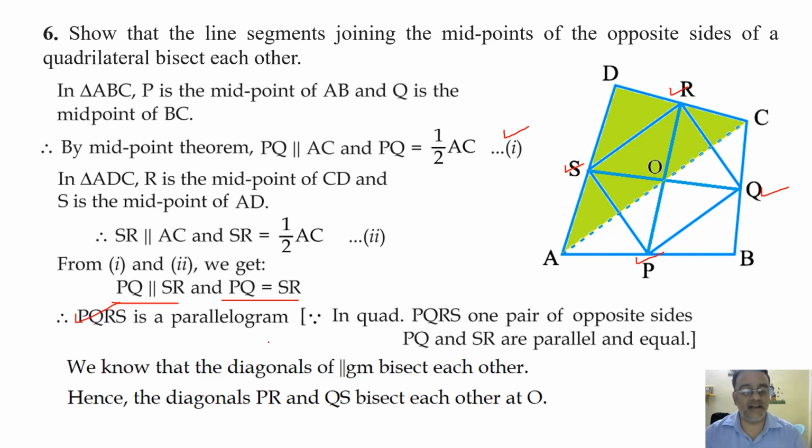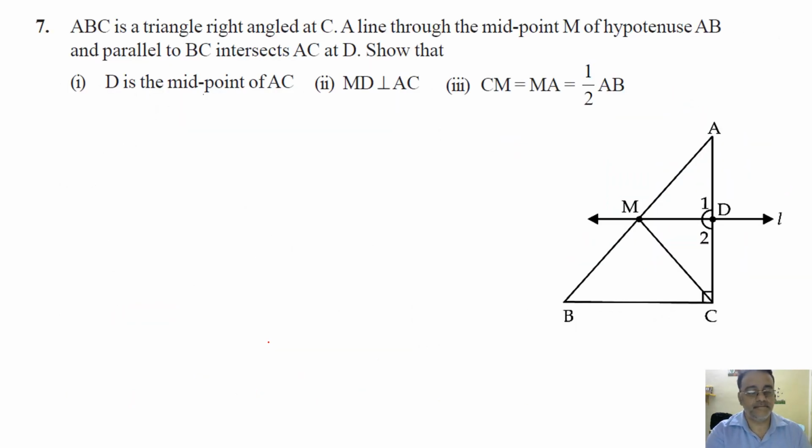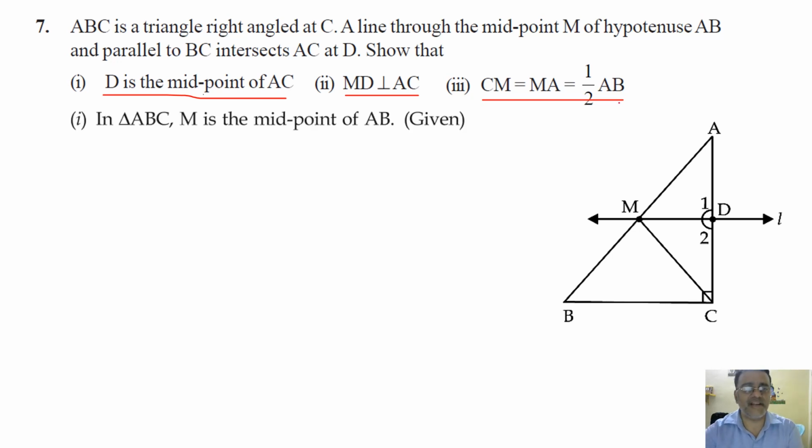Now we are moving towards the last question. Okay, question number 7. ABC is a triangle right angled at C. A line through the midpoint M of hypotenuse AB and parallel to BC intersects AC at D. Show that D is the midpoint of AC, MD is perpendicular to AC, and CM equals MA equals half of AB. So this is also a 5 marks question and a very important question. So let us start with the first.